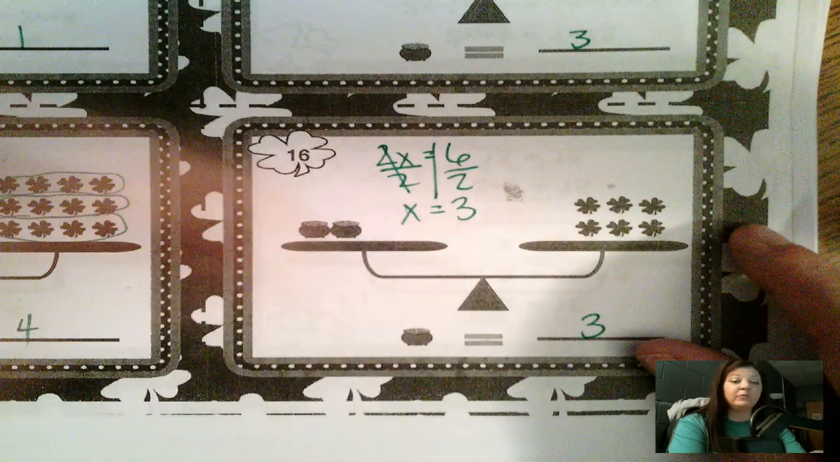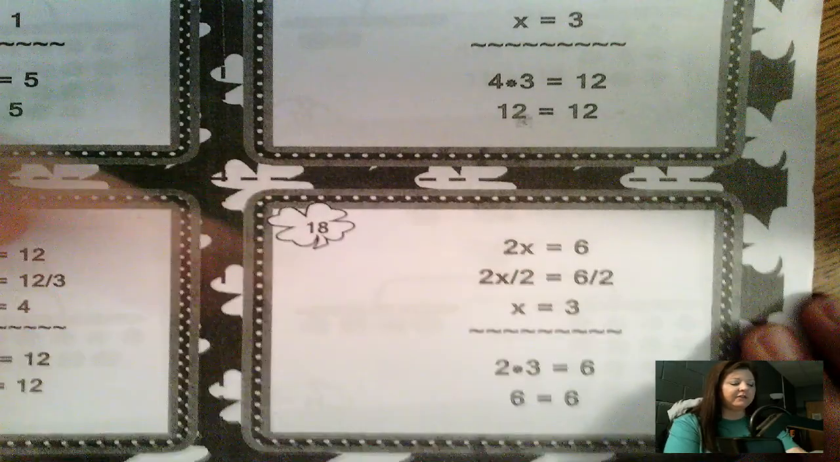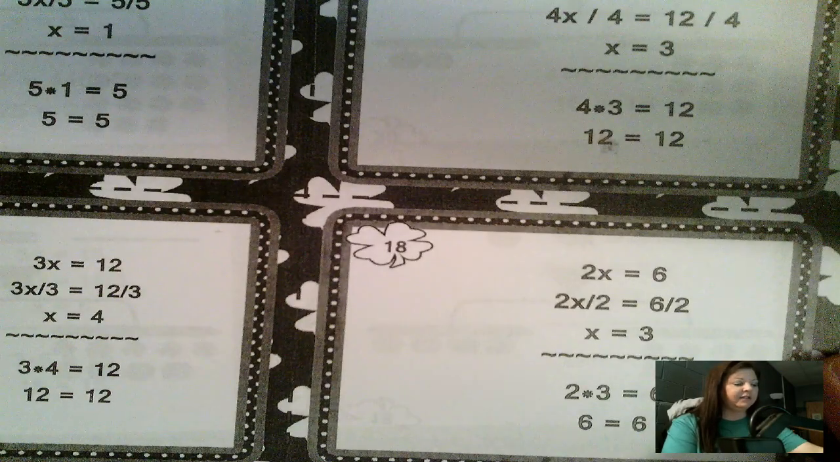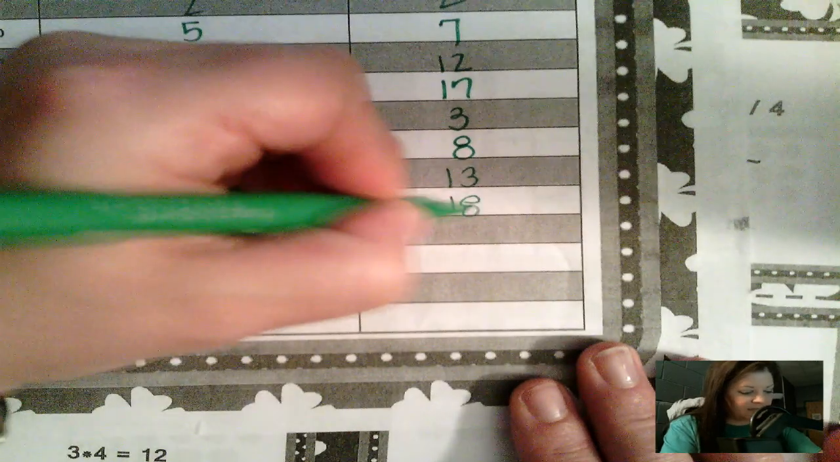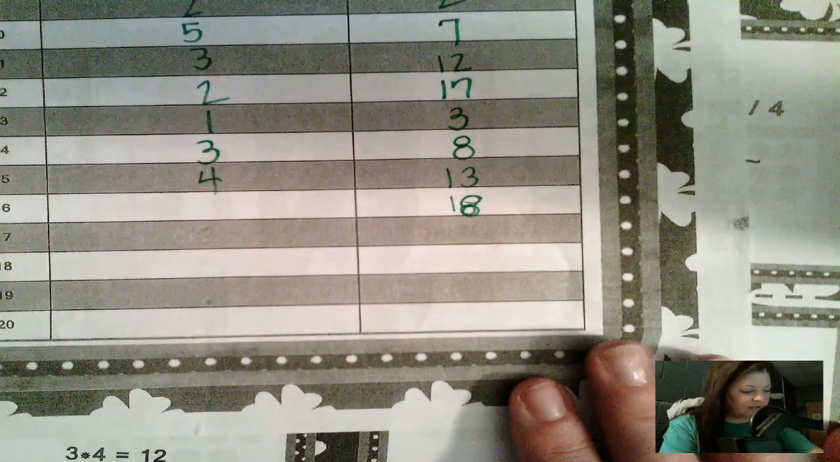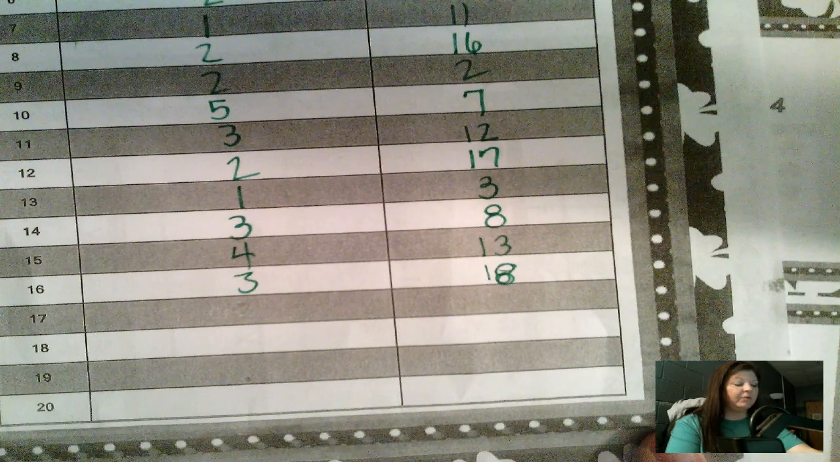Number 16, we have 2x equals 6, and looks like we have x equals 3. So flip. 2x equals 6, x equals 3, and it is equation card 18. So on your solutions page, you're going to write equation card 18, and the x is equal to 3. Okay, we have 4 more to go. Cool. All right, so flip the page.